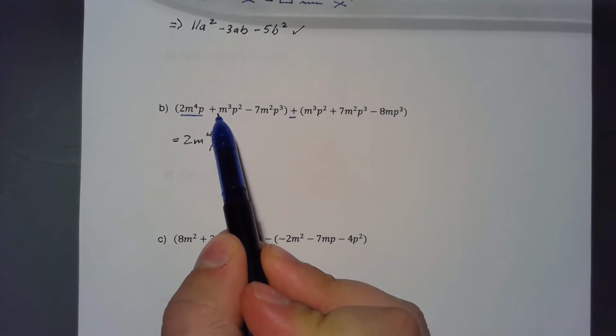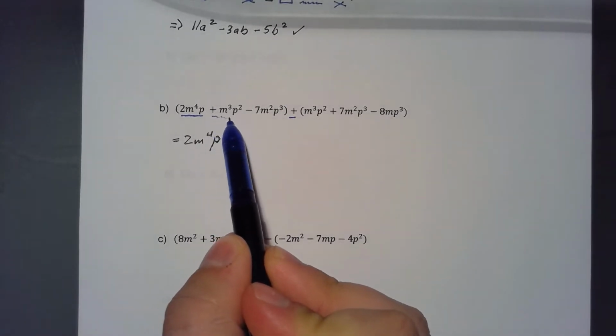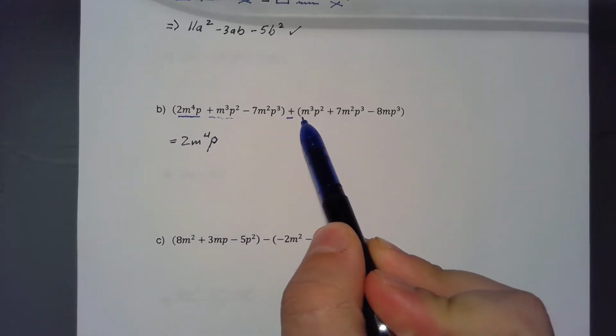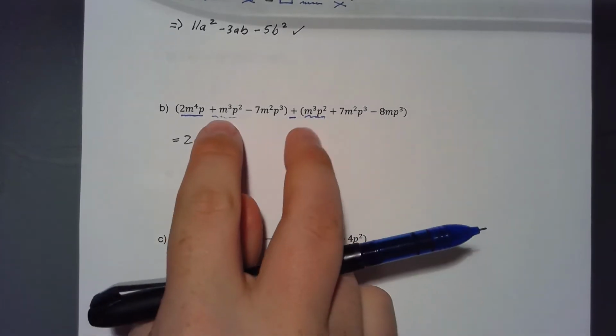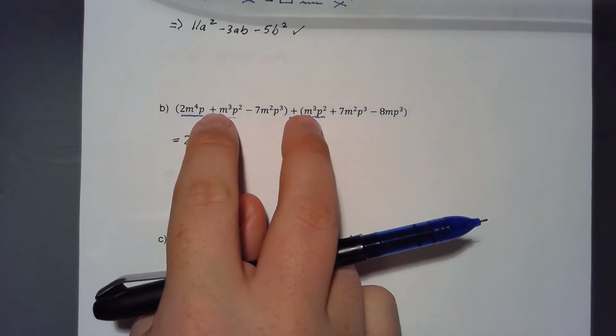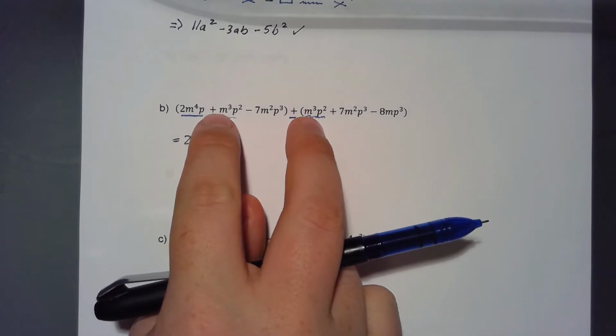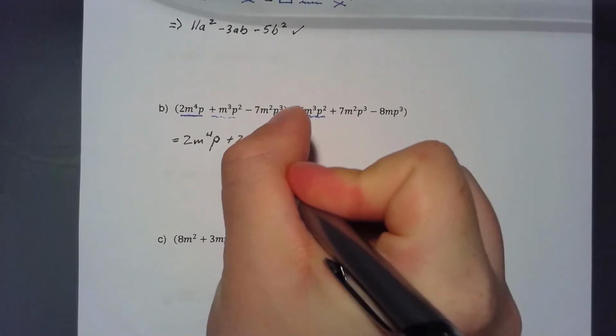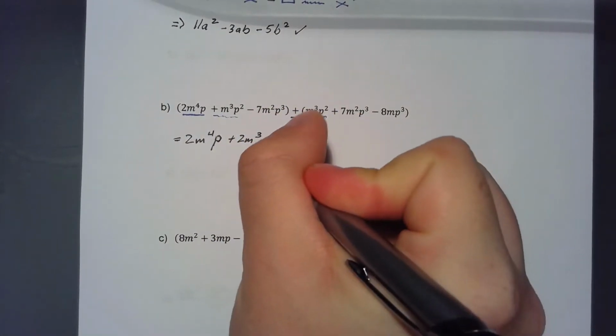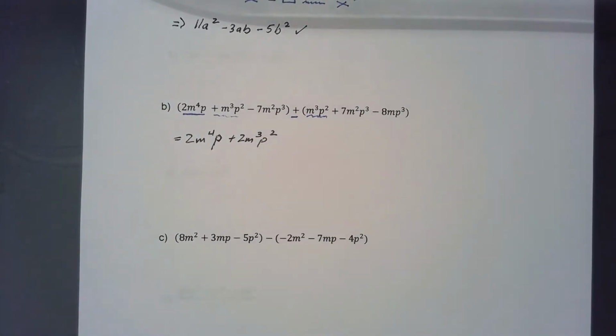Here's an m cubed p squared. Here's another m cubed p squared. So I have 2 of them. The coefficients on them are 1, so that means I literally have 2 of them. 1 plus 1 is 2. So that means I have plus 2m cubed p squared. All right.